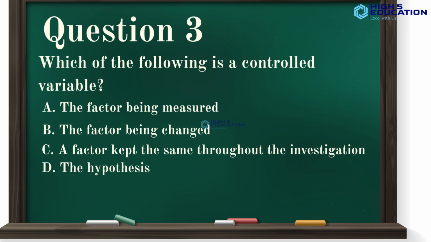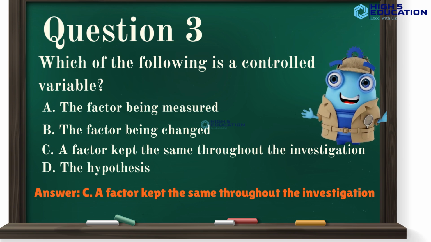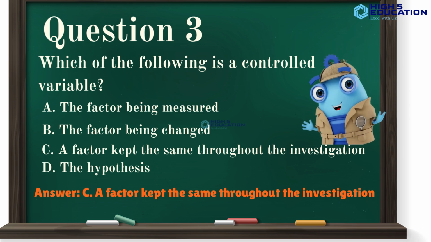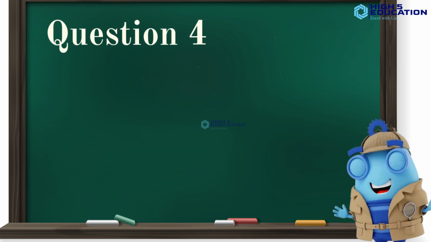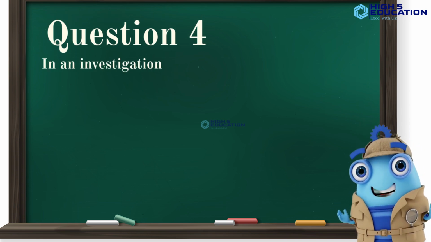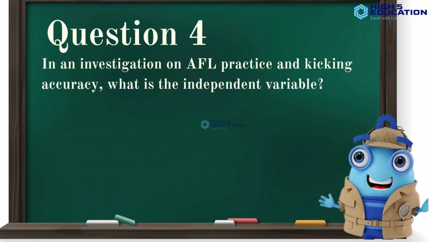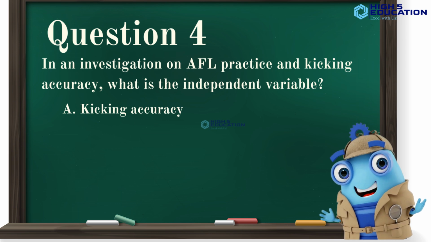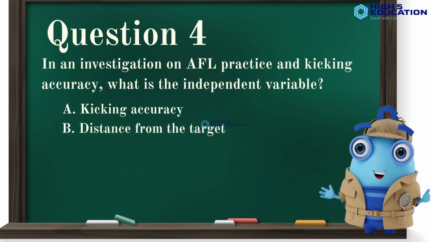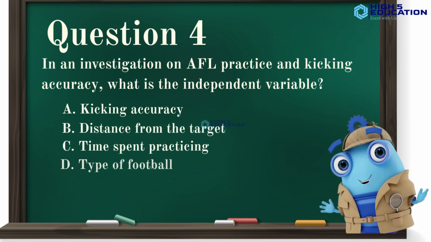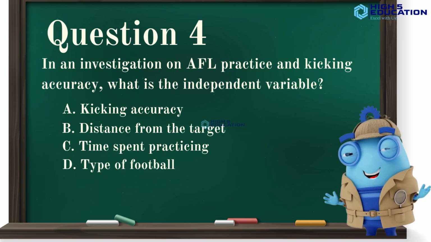The correct answer is C. A factor kept the same throughout the investigation. Question 4. In an investigation on AFL practice and kicking accuracy, what is the independent variable? A. Kicking accuracy. B. Distance from the target. C. Time spent practicing. Or D. Type of football.